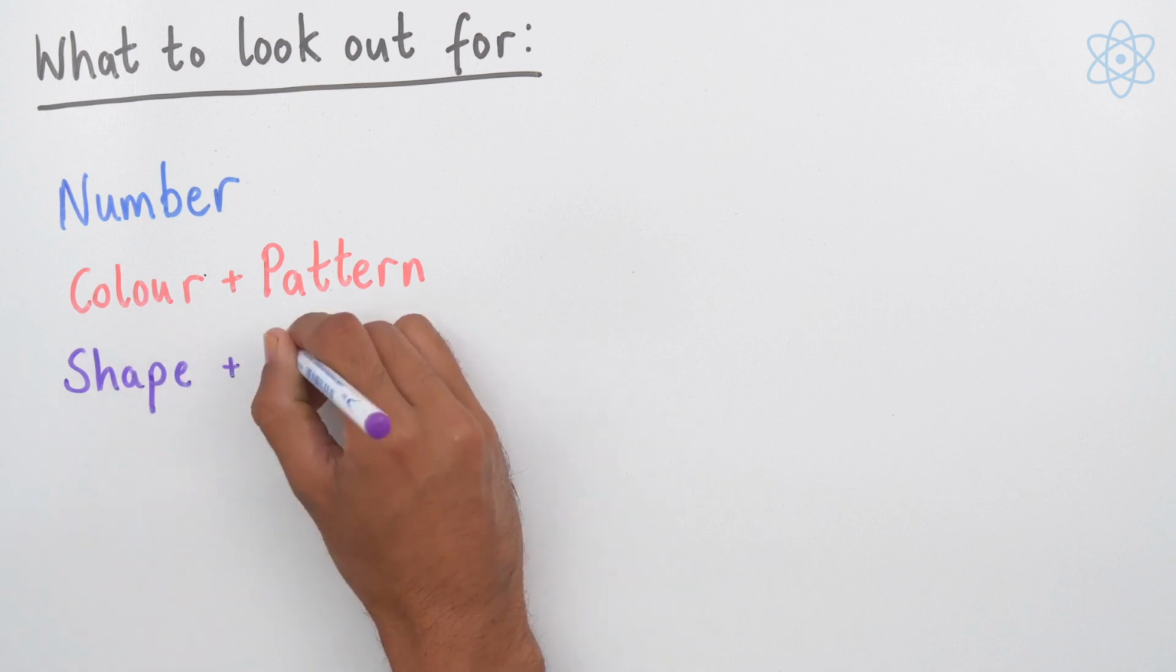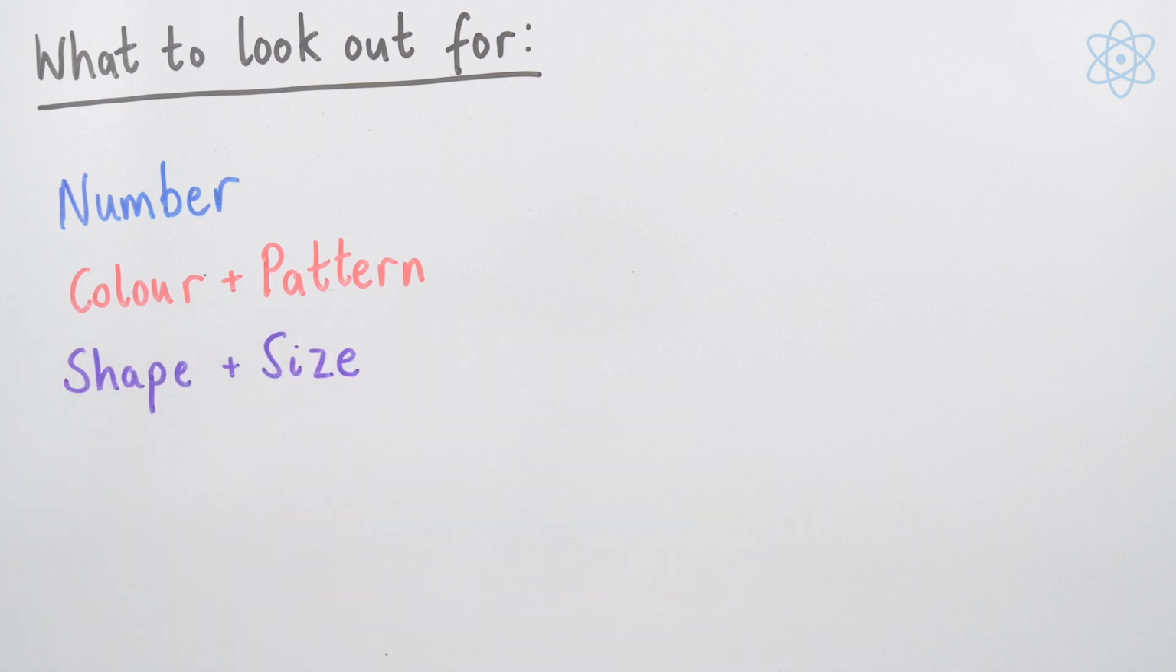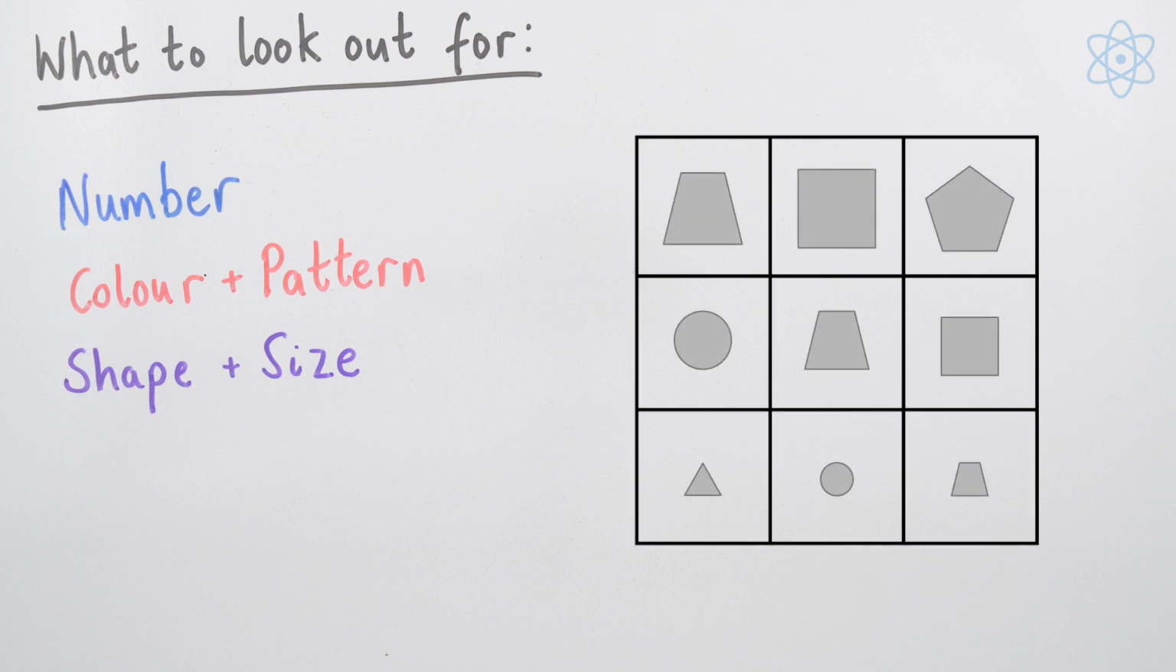Looking at the type of shape or size of a shape might be the key to finding the pattern in a matrix. Take a look at this matrix on the right. What's happening? We can immediately see that as you move down a column, the shapes get smaller. All of the shapes in the matrix are smaller than the shapes above them.